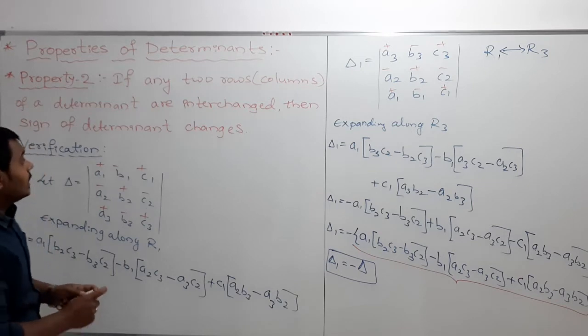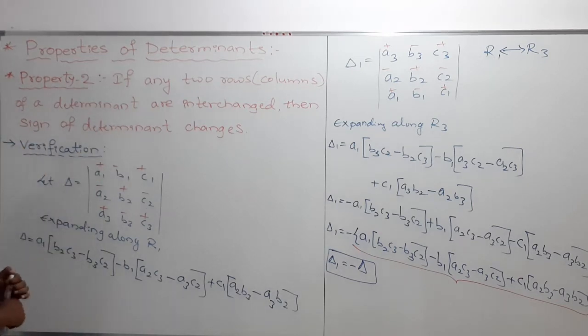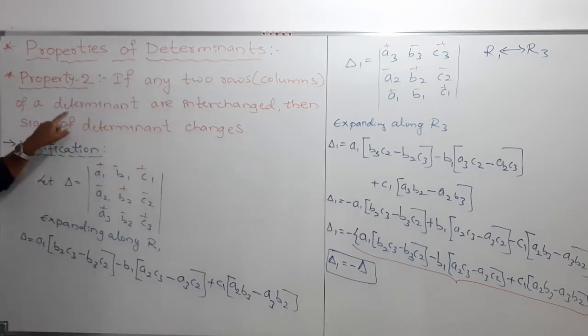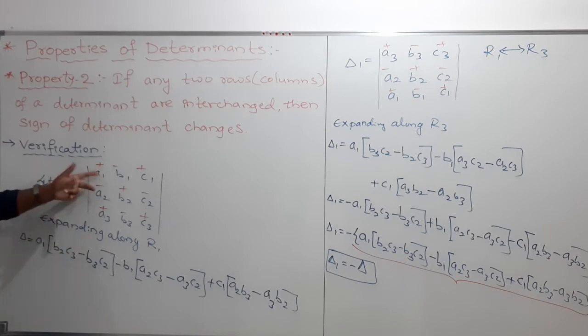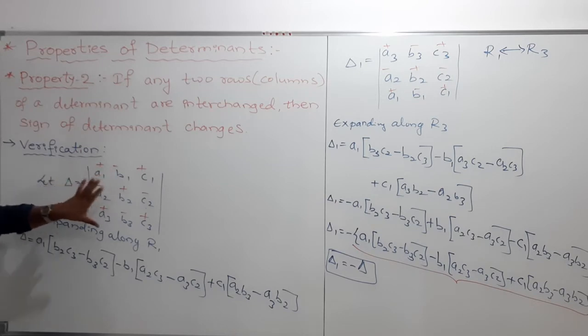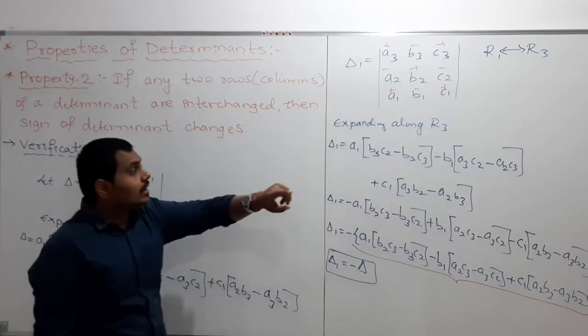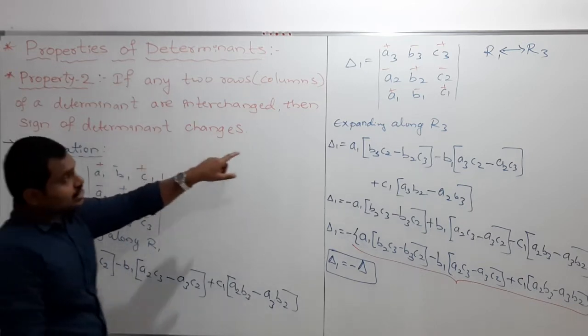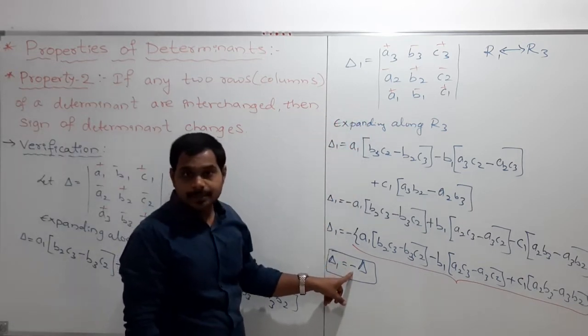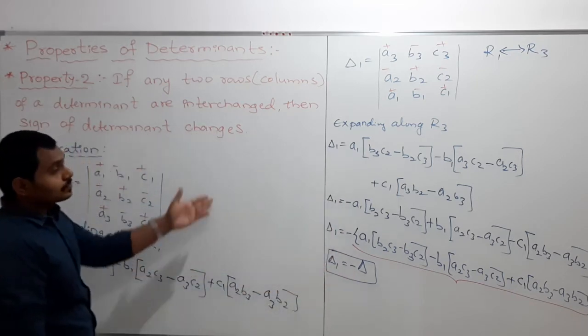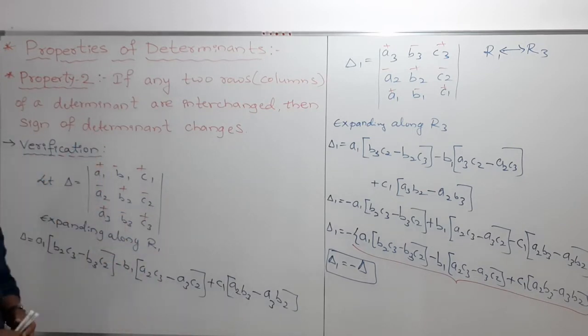What I did, my dear students, here just I verified this property. What is that? For any determinant, if any two rows or columns of a determinant are interchanged, but here in this particular case, I interchanged the rows. So if you interchange any two rows, then the sign of the determinant changes. Then this sign is changed here. Clear? Then the sign of the determinant will change. So this is the verification for this second property.